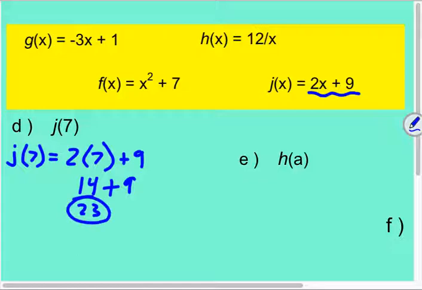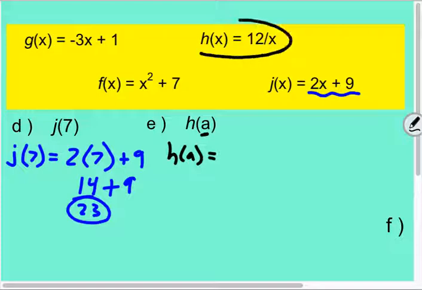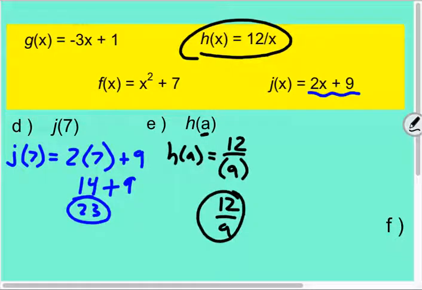That's my output. H of a, this is pretty simple. Some people get kind of weirded out because it's a different variable or a variable term. Hey, if we're going to find h of a, that just means we're going to plug in a wherever you see x in your function. So right here, this is 12 over x, but in this case, we're plugging in a. So basically, it's just 12 over a. Just an expression. It's not just a number. It contains a variable, so it's going to keep that variable.